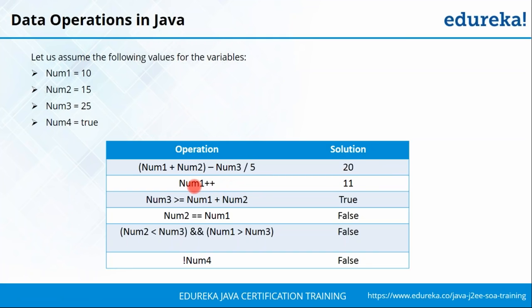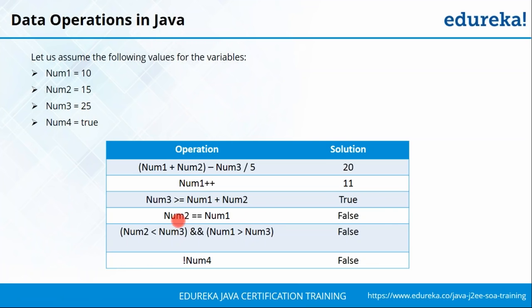Now again, you're using an increment operator here. My original value of num1 was set to be 10. When I'm using the increment operator, it is going to be increased to 11. After that, you're using a relational operator where you're comparing, that is, num3 greater than or equal to num1 plus num2. So 10 plus 15 is equal to 25. Therefore, it's going to give you an output of true.